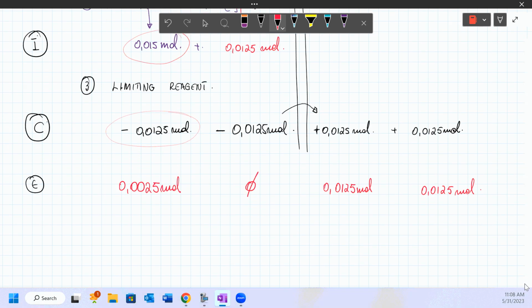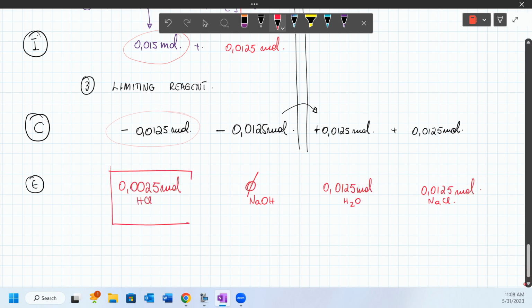Why don't they affect the pH? This is HCl, this is NaOH, this is water, and this is NaCl. So both the water and NaCl, sodium chloride, do not affect the pH. Why? Because they don't have hydrogen or hydroxide. The only one that affects the pH is this product here, what is left at the equilibrium. What is this? Is it an acid or a base?